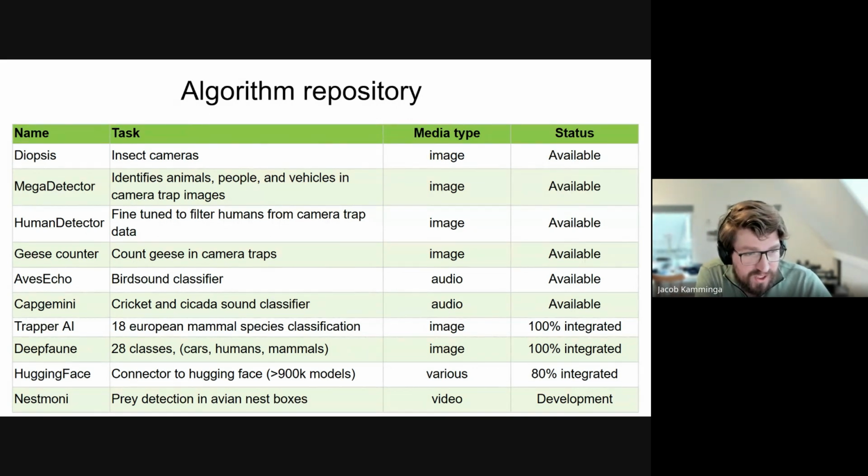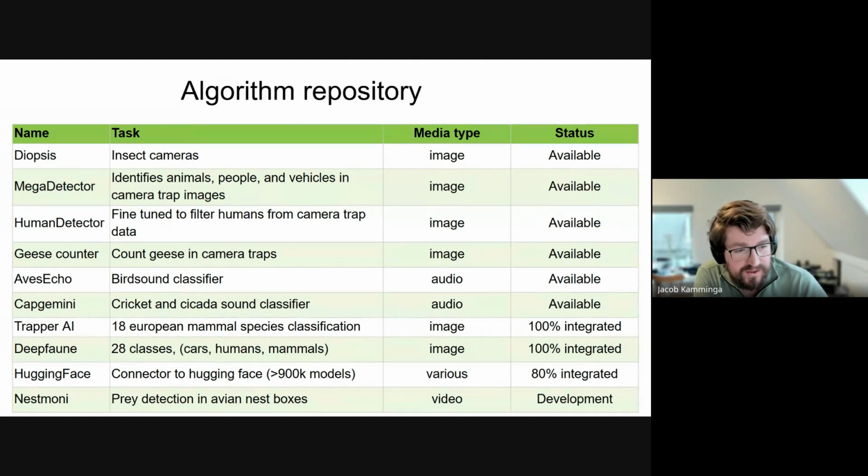I should highlight the new ones, but the most recent are Trapper AI and DeepFawn, which we can use to analyze wildlife camera images. I think they're practically done, not in production yet, but I think they will be soon. Aves Echo and Capgemini are the two audio classifiers now available to analyze audio. And the MDS team has started pushing audio data as well from AudioMOS, so I think early next year we can show an end-to-end demonstration of audio monitoring.